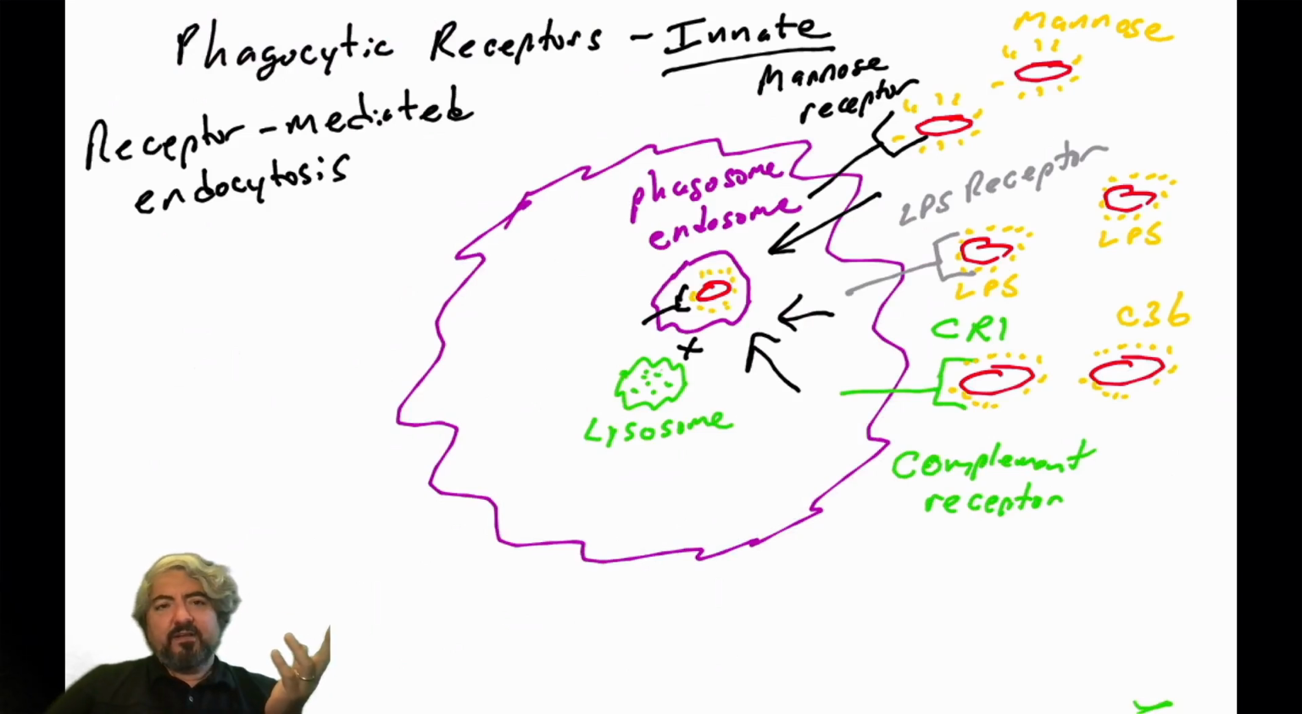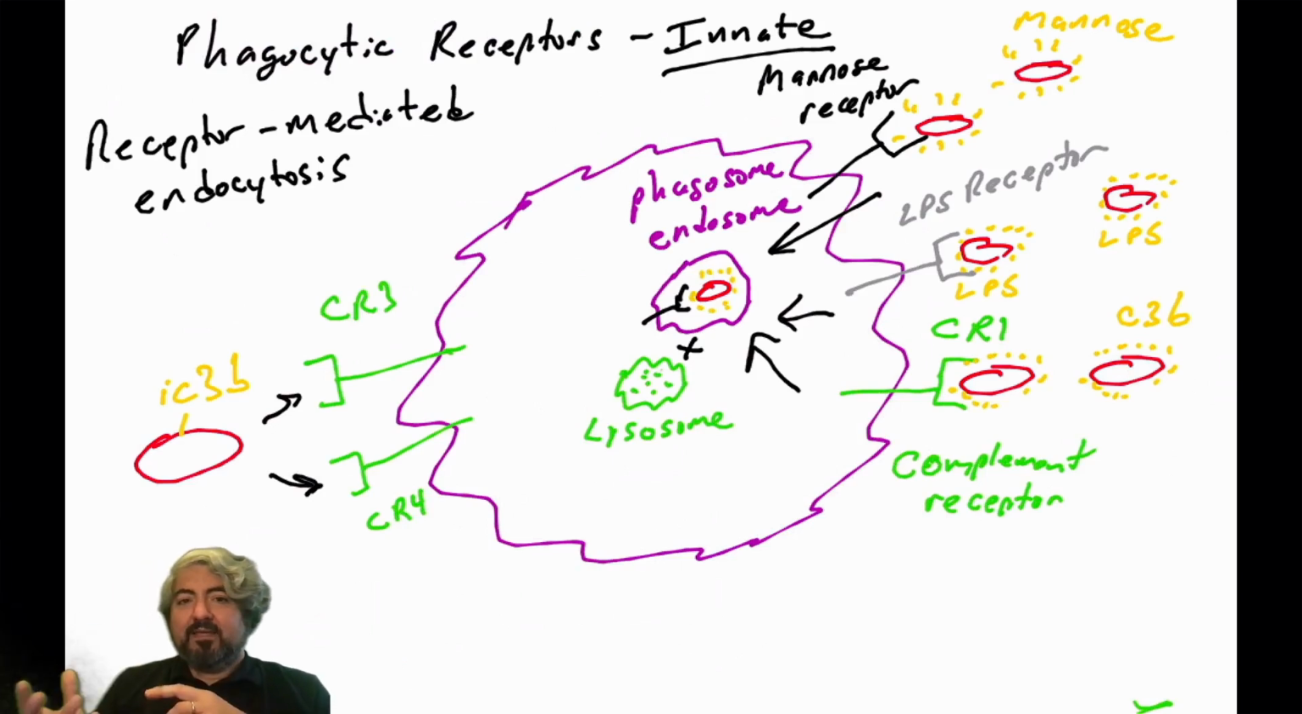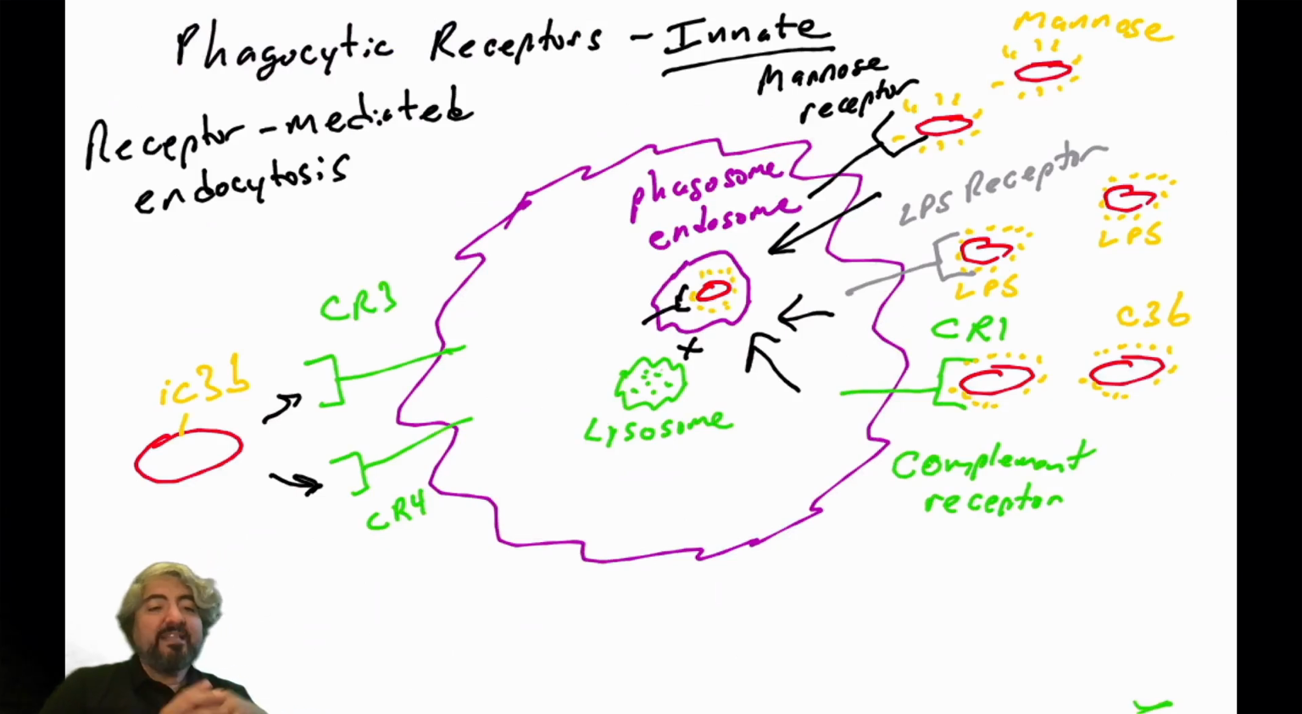There are many different phagocytic receptors. These are some examples of them. There are other complement receptors as well, called CR3 and CR4, that play a role in receptor-mediated endocytosis. These receptors bind the iC3b fragment of complement. So C3b can be further broken down into iC3b. We'll actually talk about that in a later video. But those are other receptors that can recognize a pathogen and bring it into the cell.